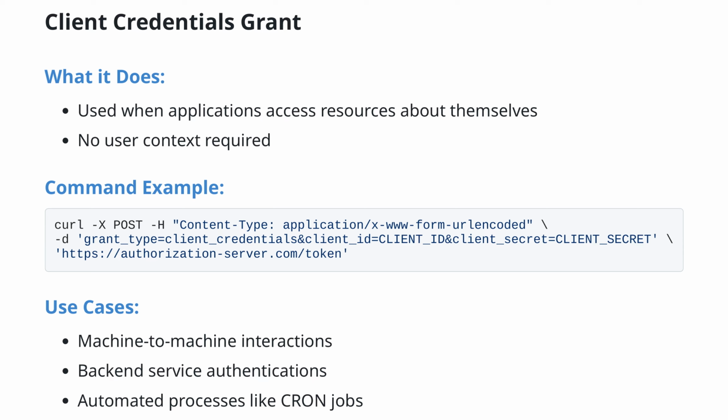The Client Credentials Grant is an OAuth 2.0 flow that authorizes applications to access resources about themselves without requiring user context. It's particularly useful for situations where you have machine-to-machine interactions, back-end service authentications, or automated processes such as cron jobs. In this grant type, the client application will make a POST request to the authorization server, providing its client ID and client secret. This request is formatted as shown in the example command on the slide.